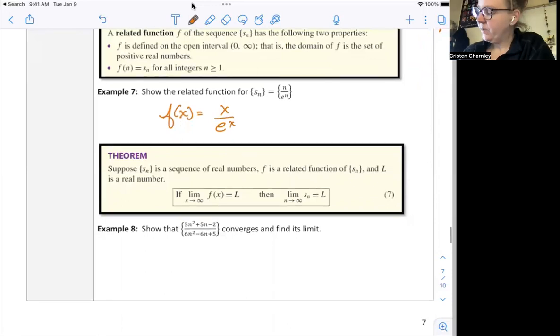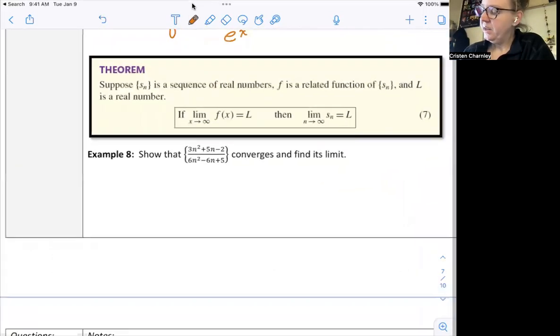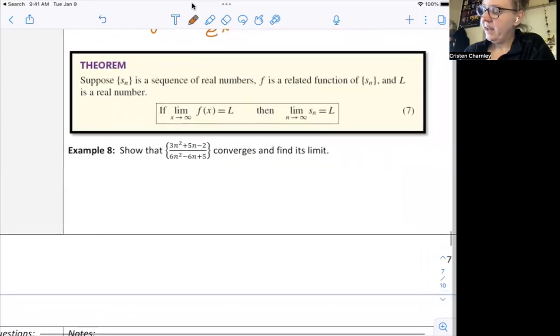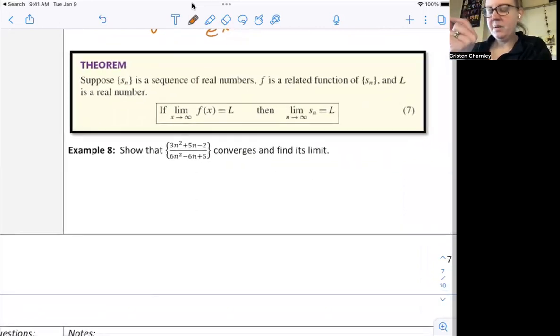Theorem, we have a sequence of numbers. F is a related function and L is a real number. So if the limit is L of the function, then the limit of the sequence is also L. So we want to show that this converges and find the limit.